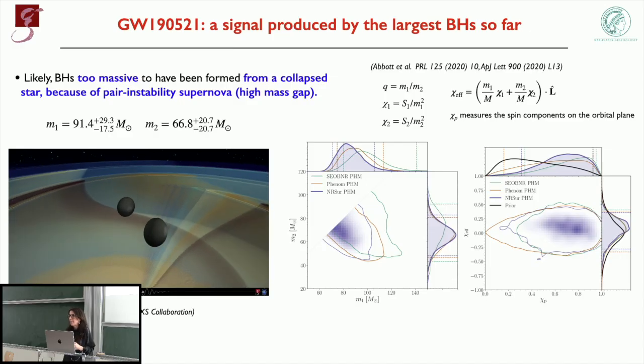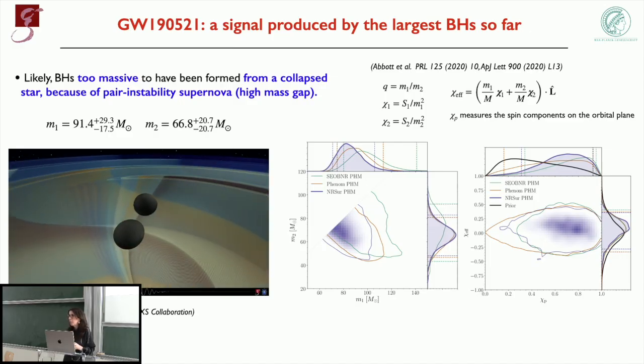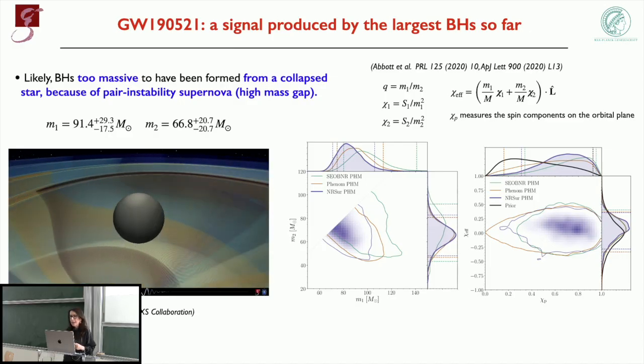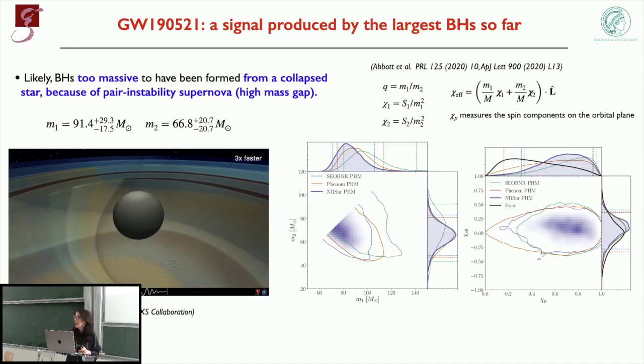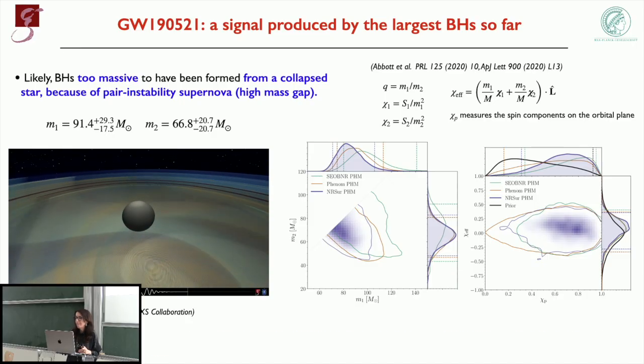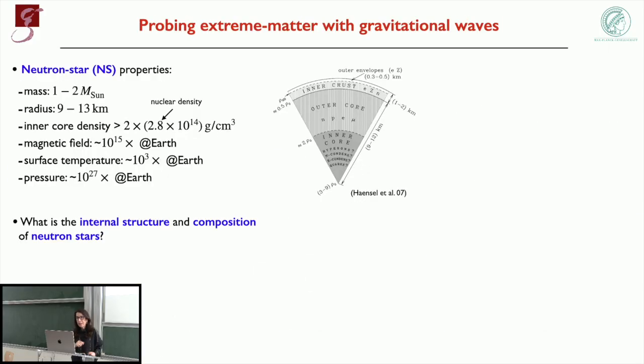We are seeing basically the merger and the ring down, and there the multiple moments are very important. So it was very important to have them in the waveforms, actually. Other questions? Okay, so let me say something about the neutron stars.